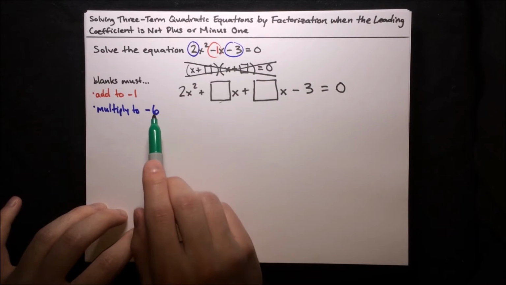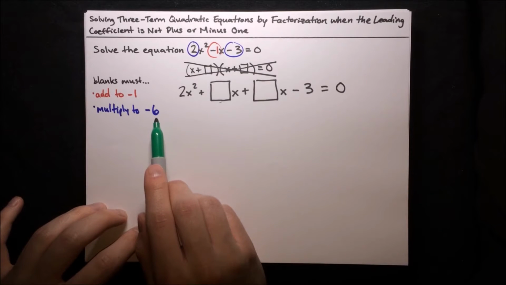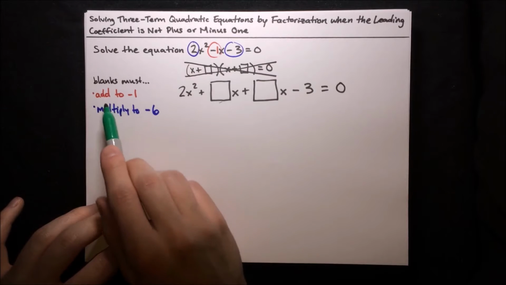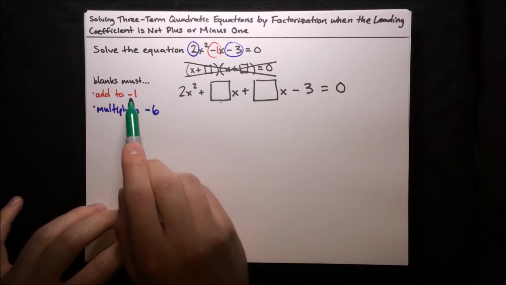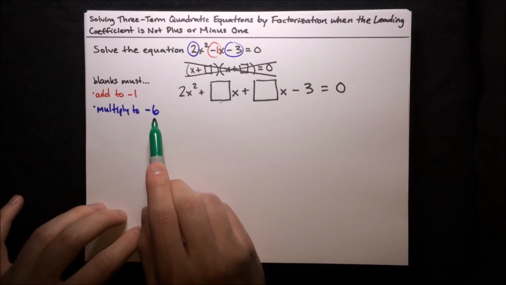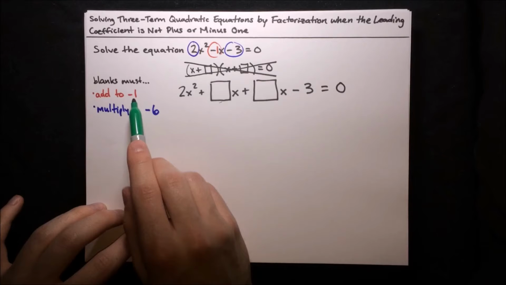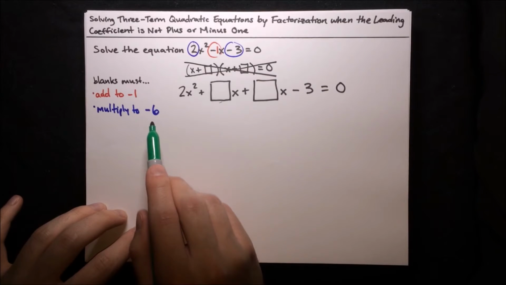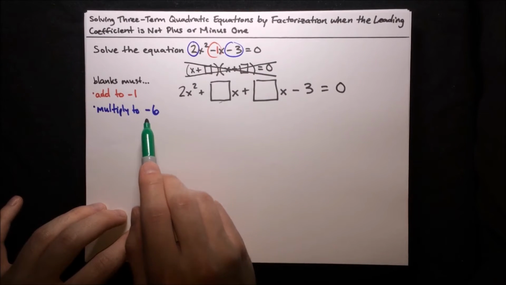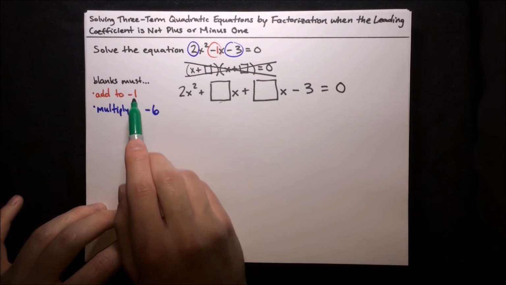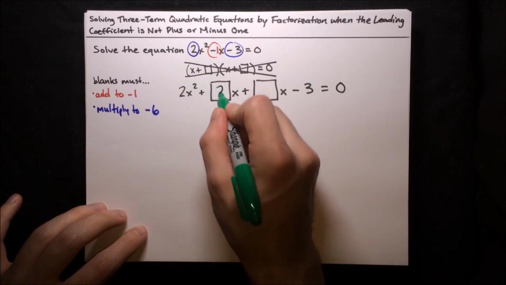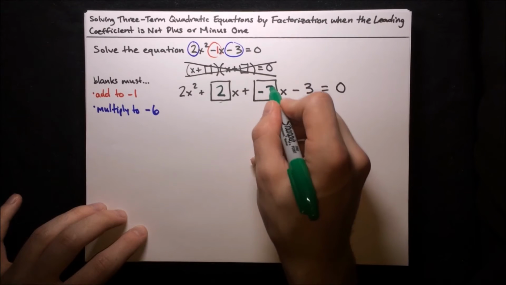Well, maybe think about factors of 6 that are 1 apart. That way, when we make one of the factors negative, it'll multiply to -6 and add to -1. Factors of 6, well, clearly not 1 and 6. Those aren't 1 apart, but 2 and 3 are 1 apart. Okay, so should we make 2 negative or make 3 negative? Well, they have to add to a negative number, so we should make the bigger 3 be negative. So we'll choose 2 and -3. Those multiply to -6 and those add to -1. So 2x squared plus 2x minus 3x minus 3.